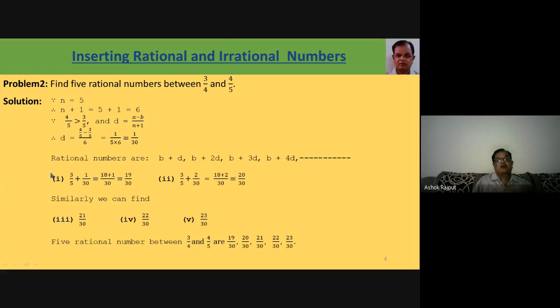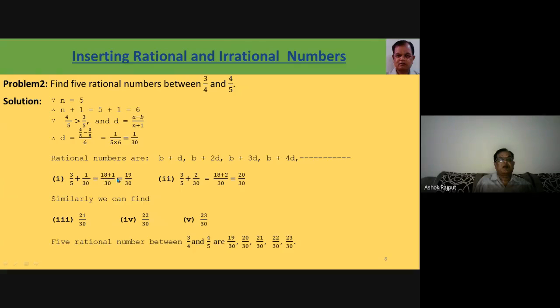Rational numbers are in the formula we have written already in the theory as b plus d, b plus 2d, b plus 3d, b plus 4d and so on. So first we find the first five rational numbers between these two numbers. First we write the smaller number of the two, as we have compared already, 3 by 5, and add the difference, and after that we take the LCM and solve it.